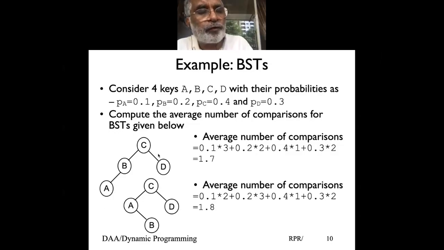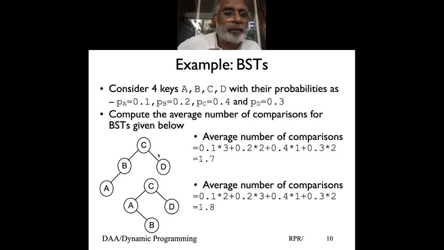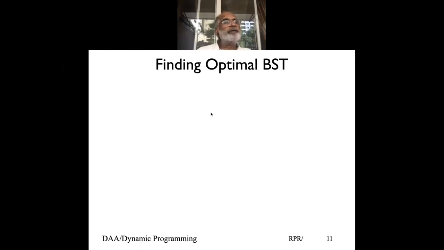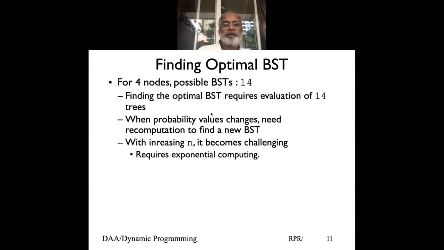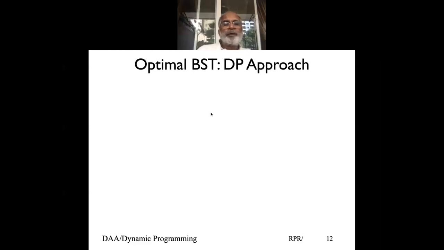And we know that in the case of 4 numbers, the number of trees is 8C4 divided by 5, which is 14. We need to evaluate all 14 and find out which is the best way. That certainly is not workable, because if next time the probabilities change, we need to evaluate again. So can you find better? And that is the problem we discuss in today's case.